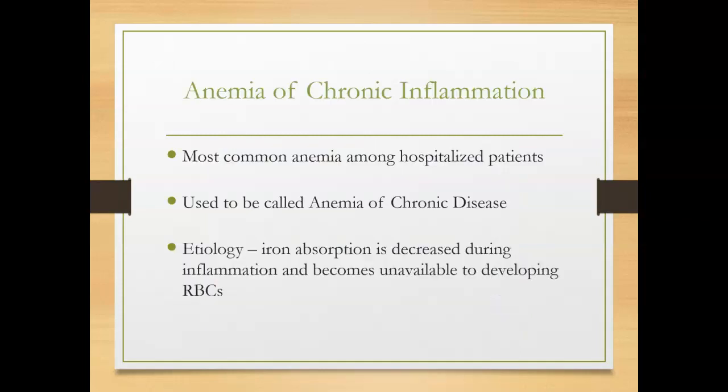The next type of anemia is anemia of chronic inflammation. This one's most common amongst hospitalized patients. They're usually inflamed because of another disease process. And this one used to be called the anemia of chronic disease. The etiology of this one is that iron absorption is decreased during the inflammation, and it makes that iron unavailable to those poor developing RBCs. So if they're not able to get the iron to where it needs to go, obviously it's going to affect that RBC maturation.